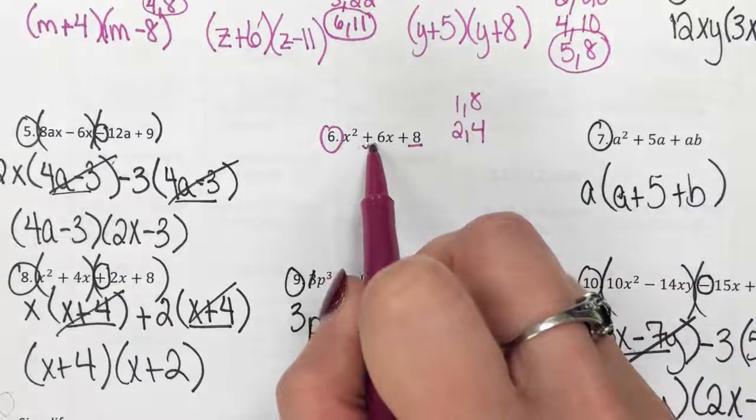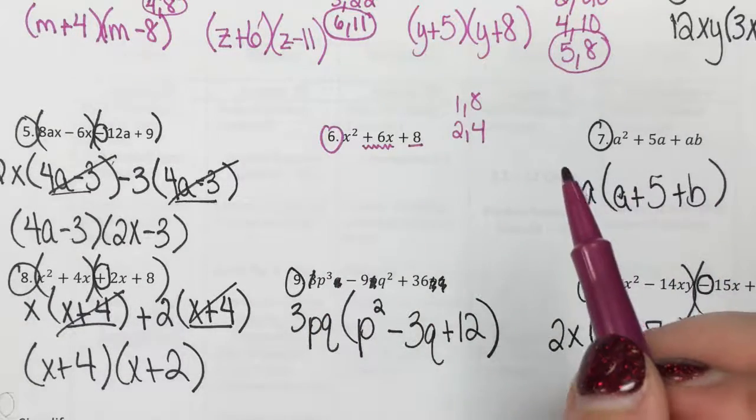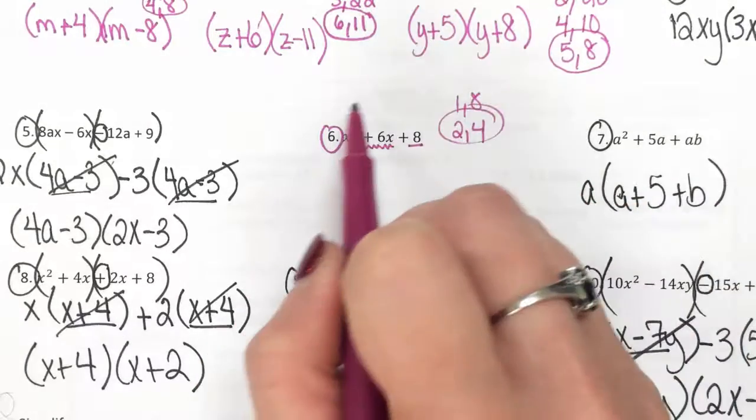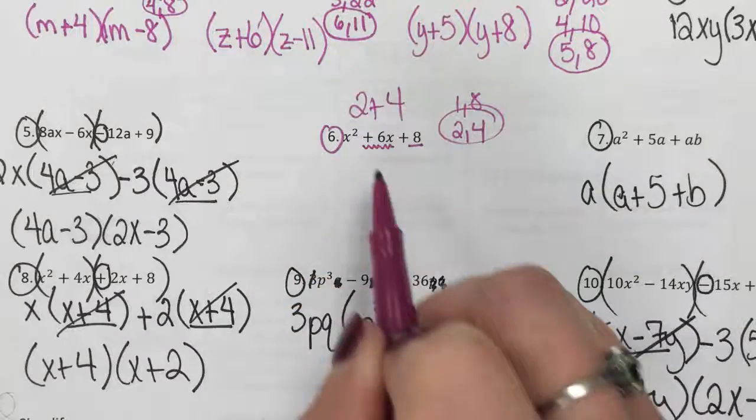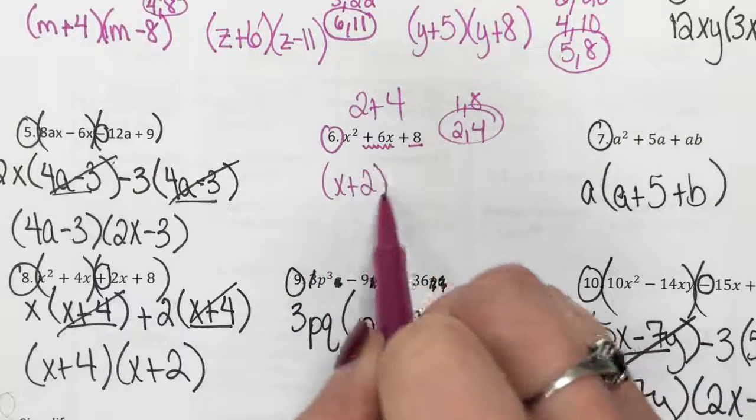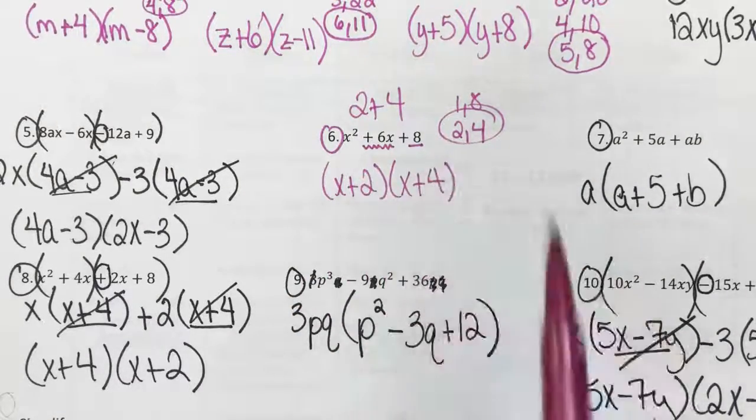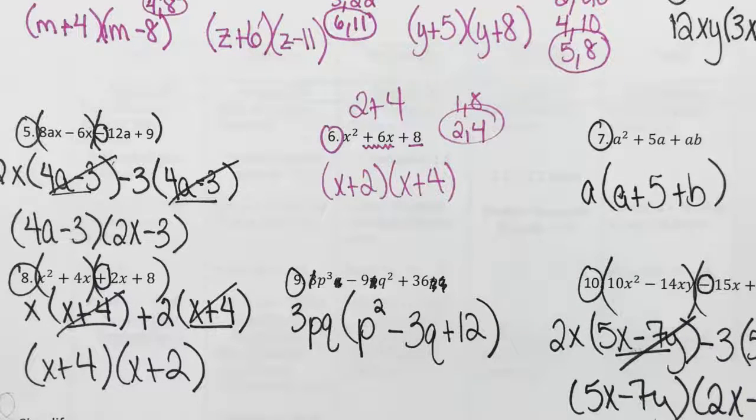All right, I need the one that adds or subtracts to be 6. 2 and 4. How? 2 plus 4. There you go. So that's a positive 2 and a positive 4. Perfect. Are y'all okay? All right, here we go.